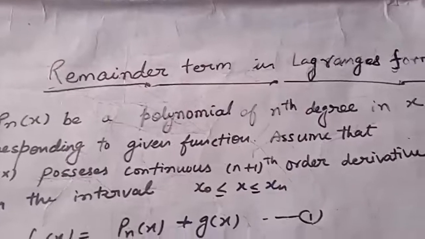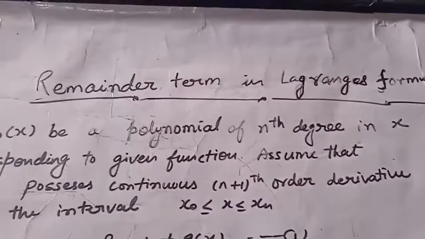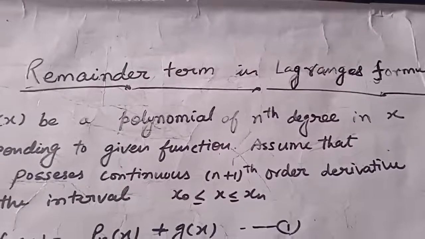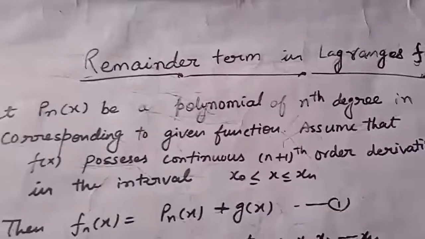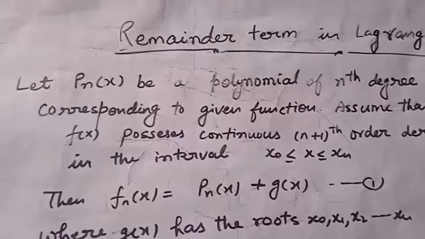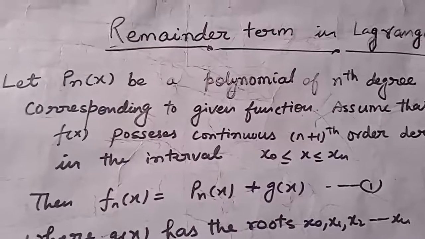Next topic is the remainder term in Lagrange's formula. Remainder term, or you can say error term, in Lagrange's formula. So, starting with, suppose that Pn(x) is a polynomial in x of degree n.